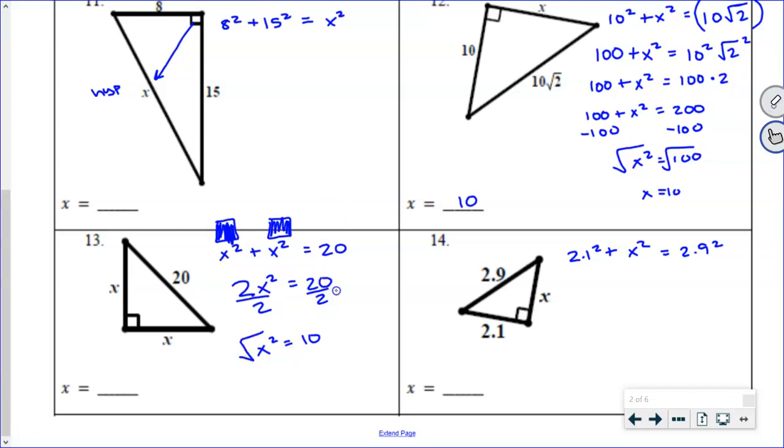Ooh, good catch, good catch. Thank you for that. No, that was not an intentional mistake. Thank you for catching that.